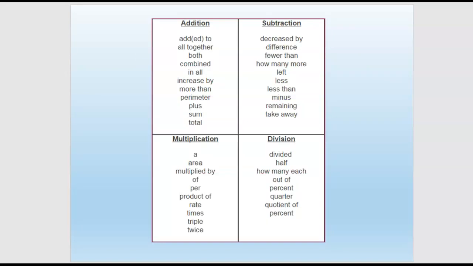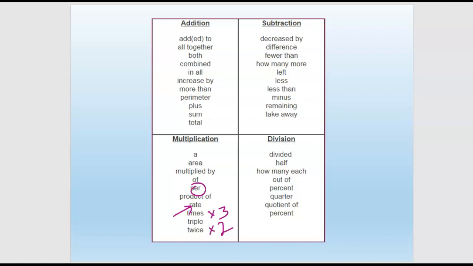For addition you can say added, altogether, both, combined, in all, increase, more than, plus, sum, total. Keywords that typically mean subtraction are decreased by, fewer than, less, less than, minus. Some keywords for multiplication are times or triple, which specifically means multiply times 3, or twice, which means multiply times 2. Per would indicate a rate. We'll get more into rates later in the school year.